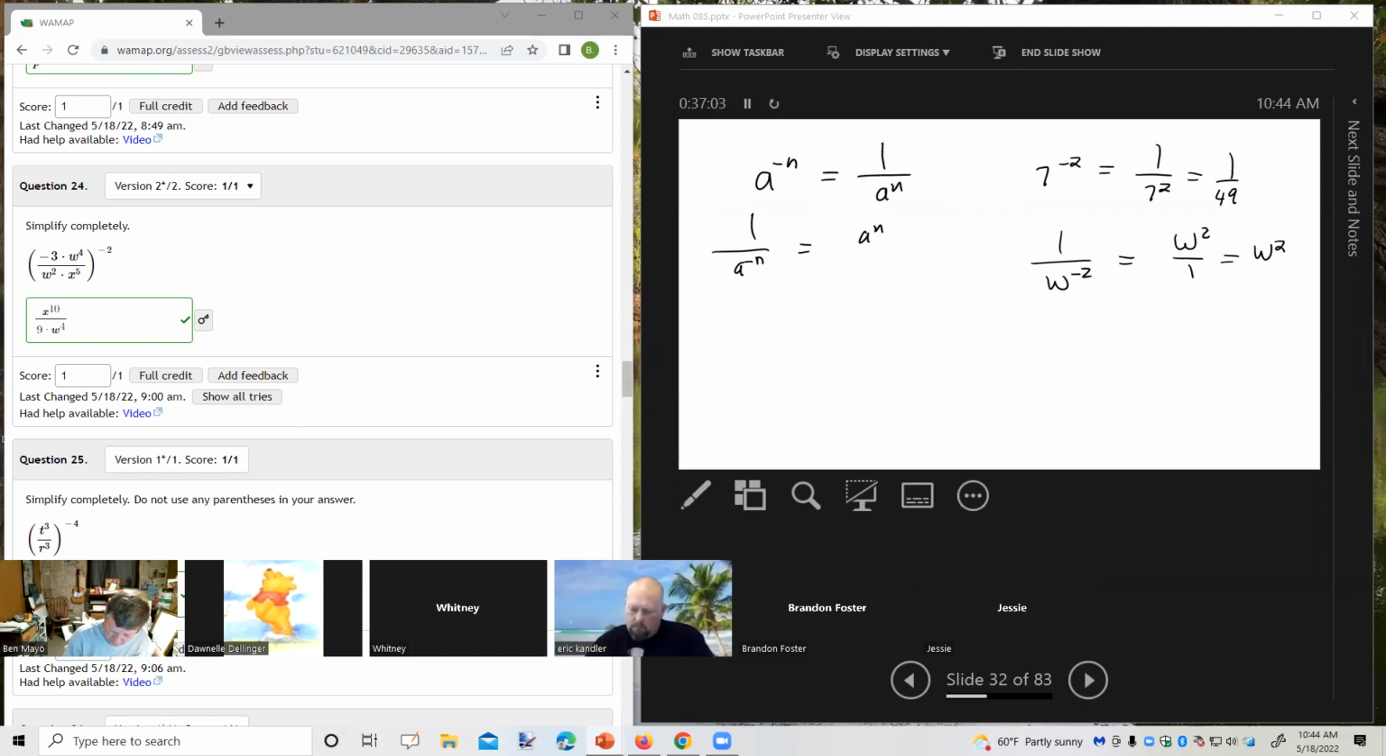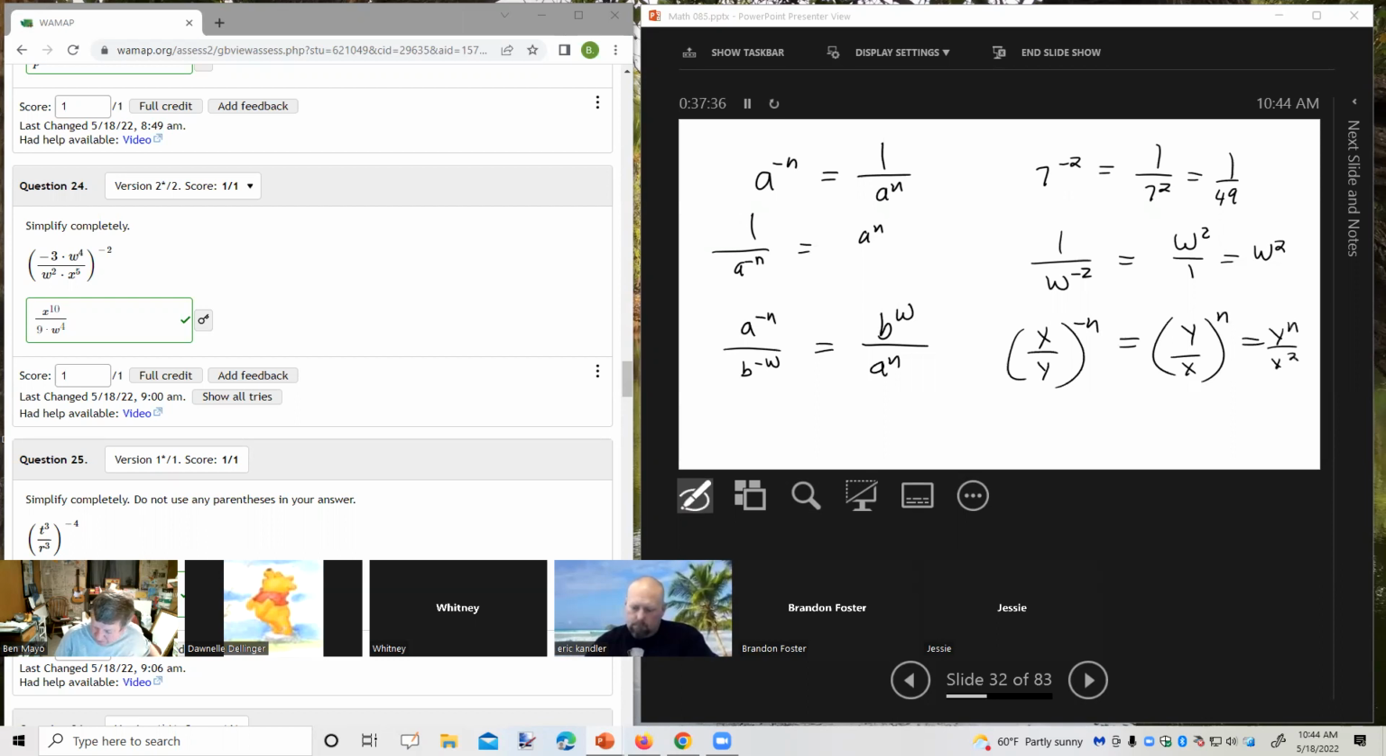If you have something like a to the negative n over b to the negative w, that's the same thing as b to the positive w over a to the positive n. Switching them makes both exponents positive. Likewise, if you have something like this, you can rewrite it like that. And then from there, you would go on and use other rules to simplify it further. So those are all the rules.